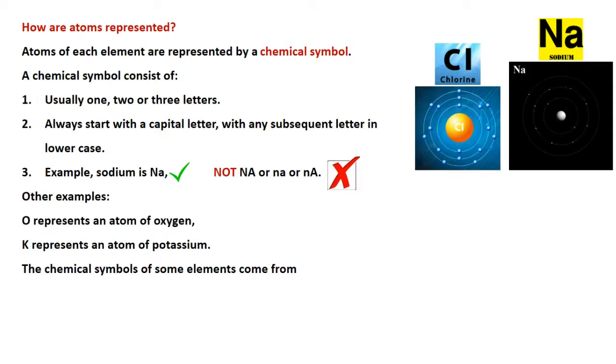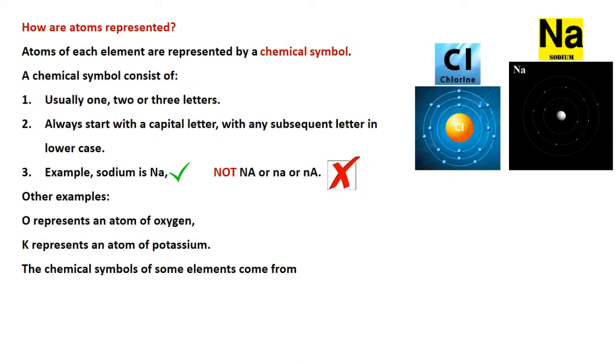The N is a capital letter, a is a small letter. You can never write capital N, capital A, or small n, small a, or small n, capital A. That is unacceptable. Other examples are O, which represents oxygen, and K, which represents an atom of potassium. On the right-hand side, I've just put 2 things to show you the structure of chlorine and sodium. I think the sodium one is a GIF, which is showing an animation of the elements in there.